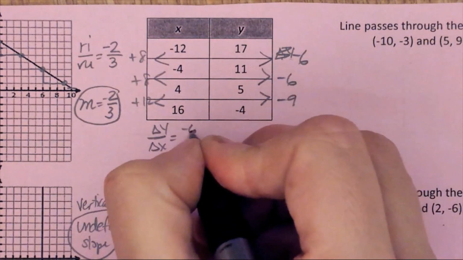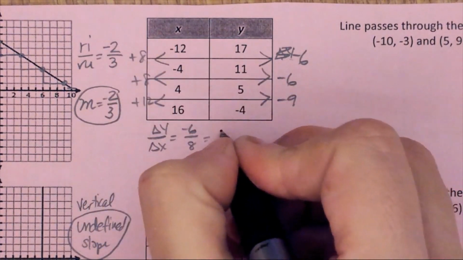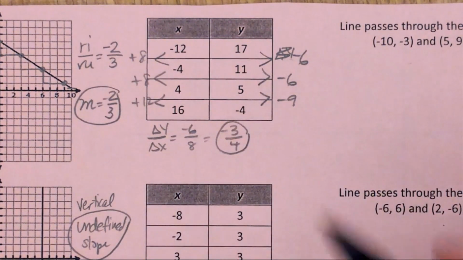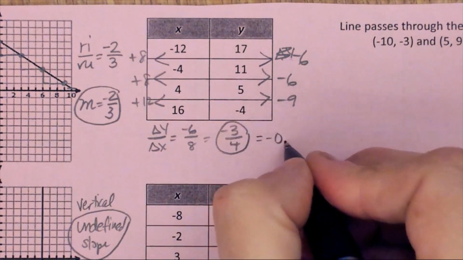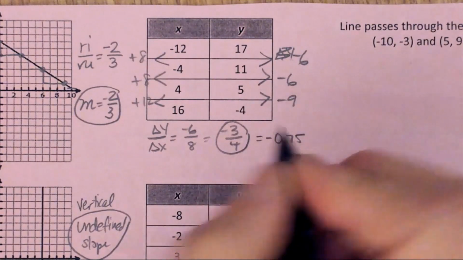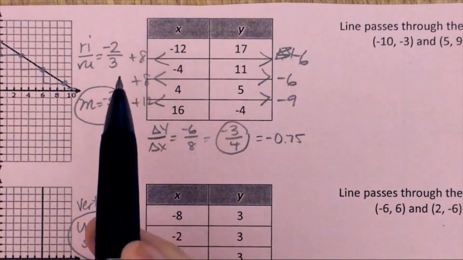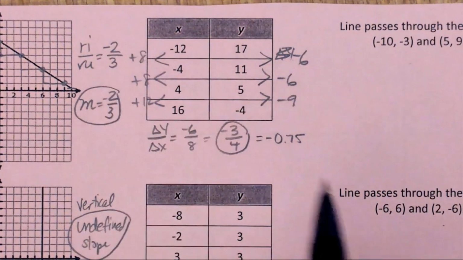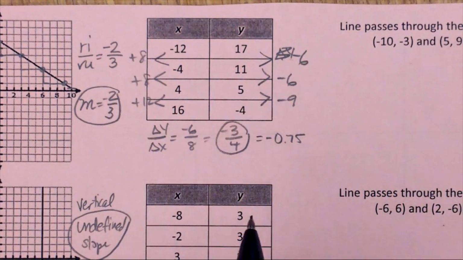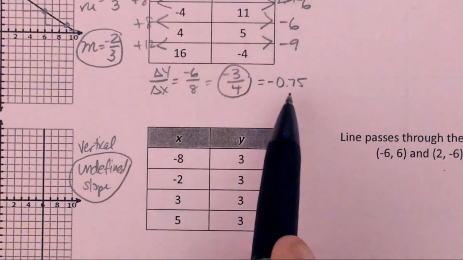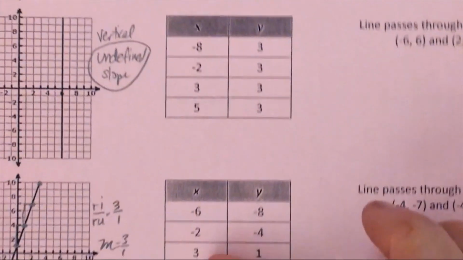This one is negative 6 over positive 8. That reduces to negative 3/4. Now again, I like to leave my slope as a fraction, but if you put negative 0.75, it's not wrong. I just like to leave it as a fraction because anytime I'm dealing with slope, there's a chance they're going to ask me to graph it, and it is easier to graph a rise of negative 3 over a run of 4 than it is to go down 0.75 over 1. It's just easier to graph, so that's why I leave it like that. But this is not a wrong answer. I just tend to leave my answers like that.